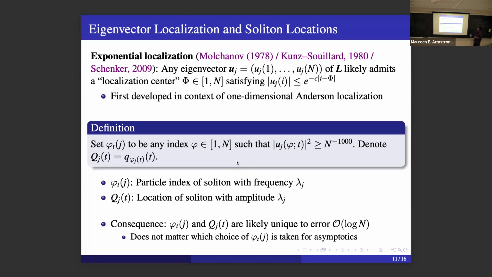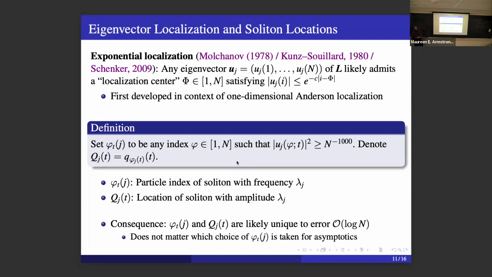Later on, I'll show that the remaining two properties that were demanded of the soliton decomposition are actually theorems. I should say that there's a question of uniqueness here. I've defined phi_j to be any index for which this is not too small, but since this u_j decays exponentially, there are only a few indices for which it's not too small. So you can quickly check that these localization centers are basically unique, up to a very small error that won't matter up to asymptotics.